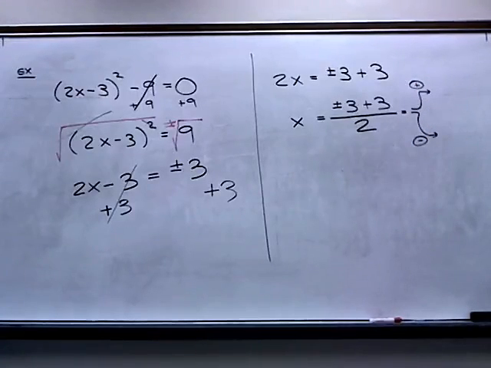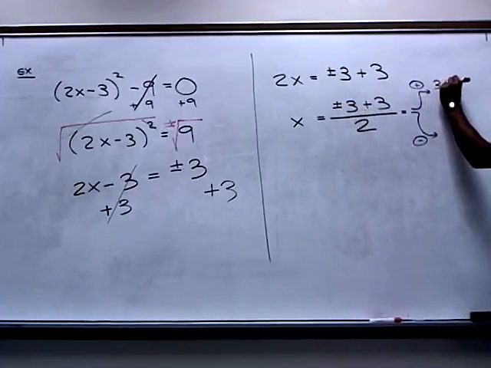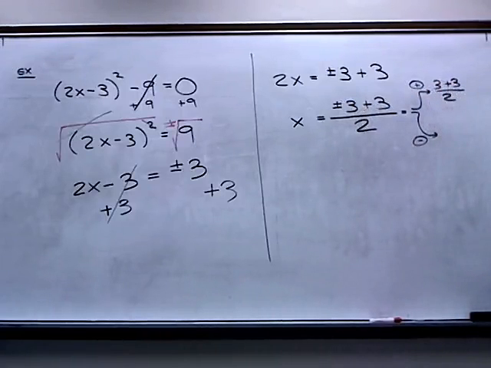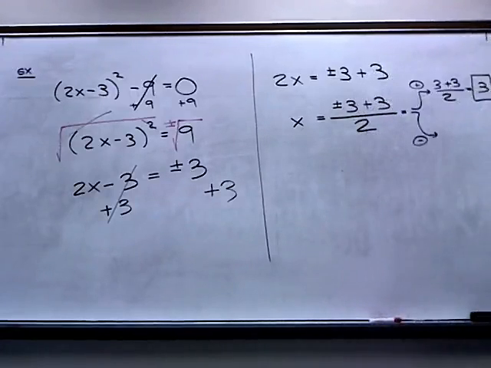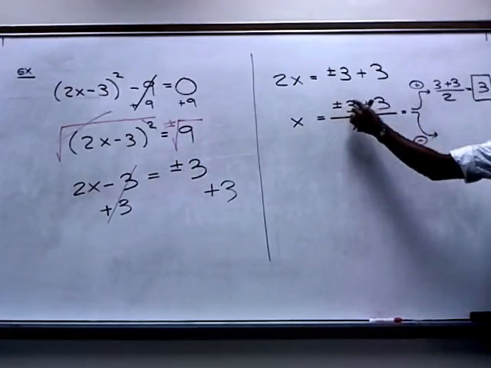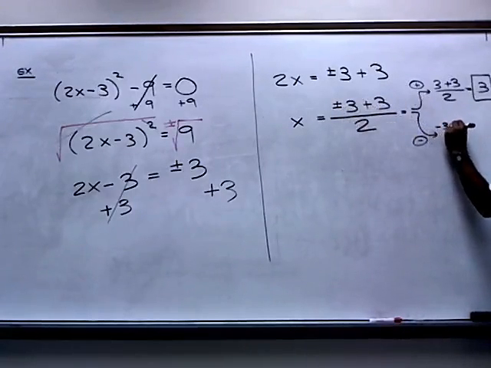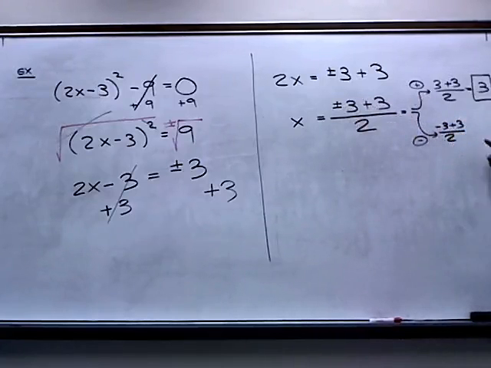Does that kind of make sense? If that's the plus 3, here's what I get: 3 plus 3 over 2. What's 3 plus 3? 6. 6 over 2 is 3. So I get an answer of 3. If I let it be negative 3, I get negative 3 plus 3 over 2. What's negative 3 plus 3? 0. 0 divided by 2 is 0. So my 2 answers are 3 and 0.